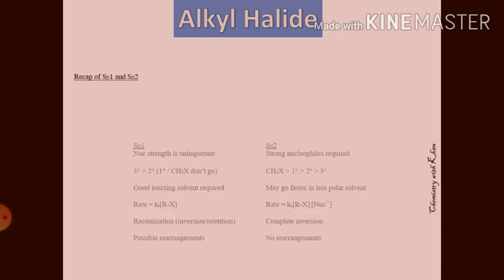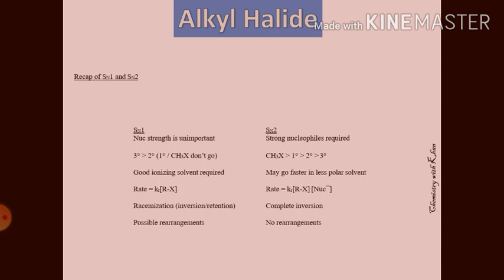Now a recap of SN1 and SN2 reactions. SN1 requires a weak nucleophile, while SN2 requires a strong nucleophile. Tertiary will favor SN1; secondary then tertiary will be greater, while secondary is smaller. For SN2, primary is good, then secondary, then tertiary. A good ionizing solvent is required for SN1. SN2 may go faster in a less polar solvent. It means that a very good ionizing solvent is required for SN1.